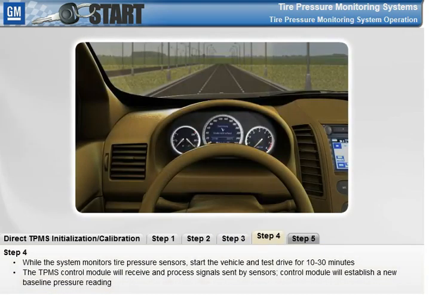While the system is monitoring the tire pressure sensors, test drive the vehicle. You should start the vehicle and test drive it for approximately 10 to 30 minutes. During this drive, the control module will receive and process signals sent by the sensors. Using the sensor data, the control module can establish a new baseline pressure reading.